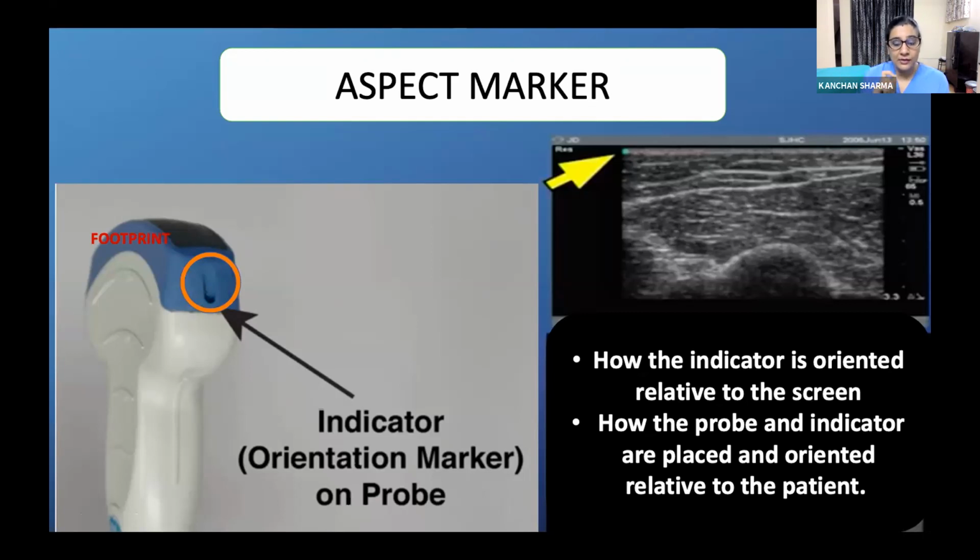And always remember, when you're looking at the image, you will see either a dot or a logo of the machine. On my screen, this is the dot, and there is a logo of the machine itself. Every machine, whether it is Sonosite, GE, or any other, will have an aspect marker, because that tells us how exactly the image is oriented. I will show you its importance practically so you can understand it better.